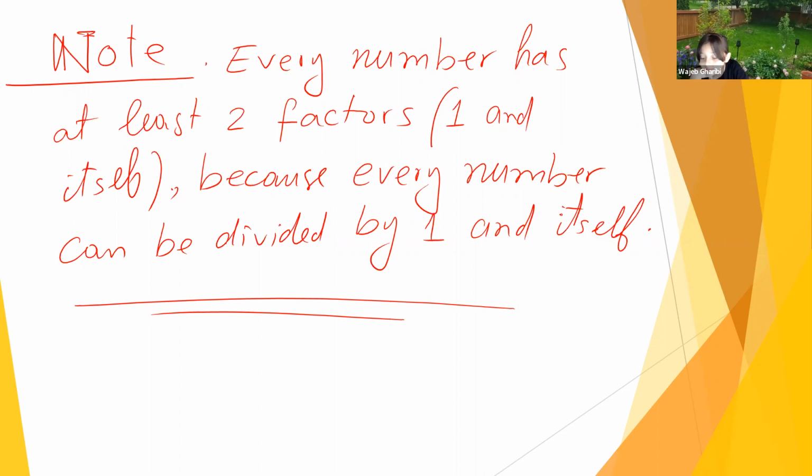Every number greater than 1 has at least 2 factors, 1 and itself, because every number can be divided by 1 and itself. So this means, Maria, to find the factors of a number, we have to find the divisors of a number. Every number greater than 1 has 2 divisors, 1 and itself, which means there are 2 factors. So to find the factors of a number, we have to find the divisors of this number.